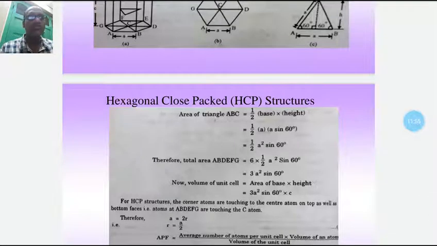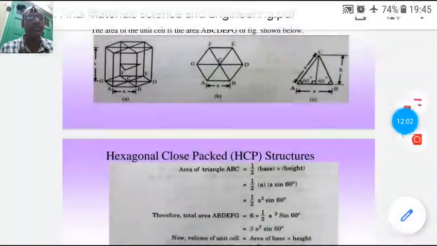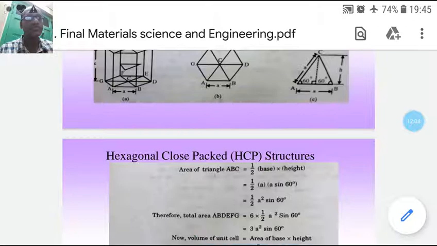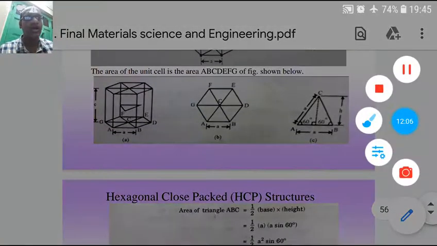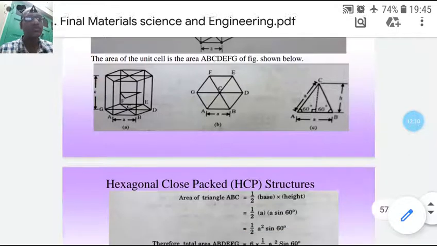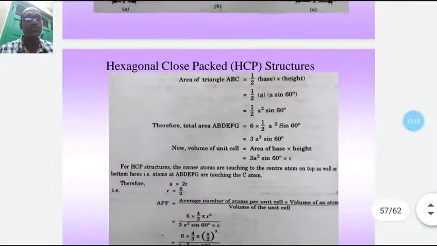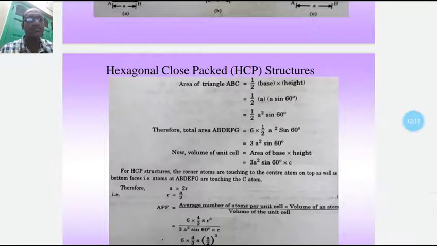Now for the volume of the unit cell, we consider the total height of the unit cell, that is c. So the volume of the unit cell is the area of the base, 3a square sin 60, into c.